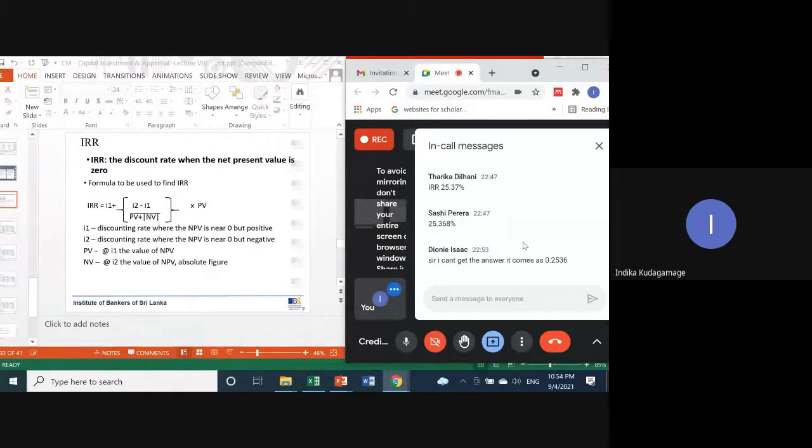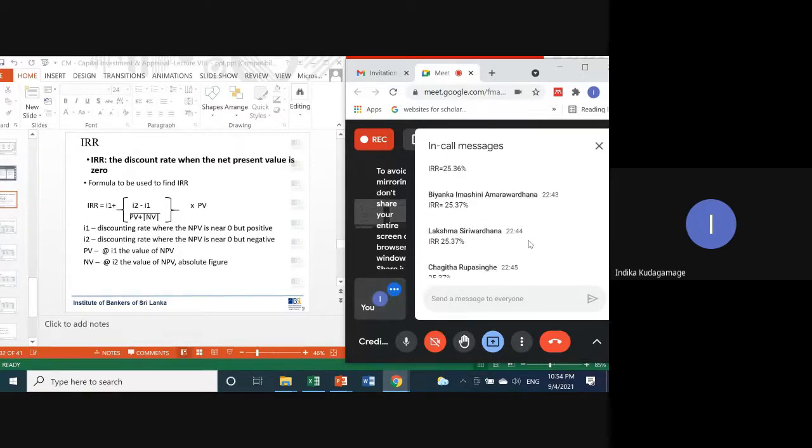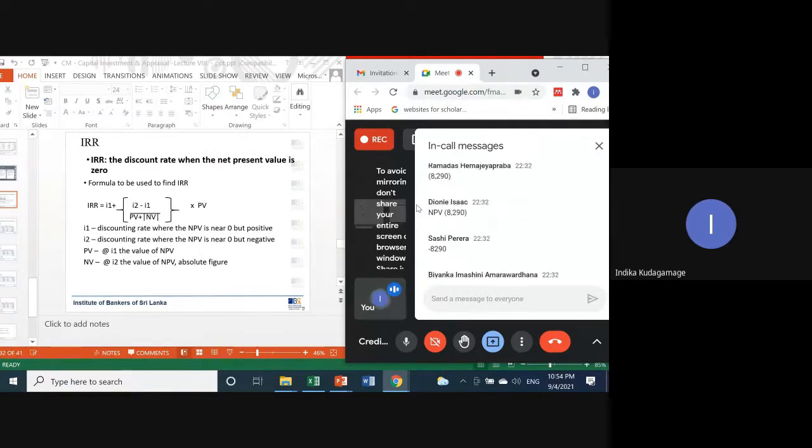You only have to multiply: 0.2 plus 0.3 minus 0.2, which is 0.1, divided by the positive value, which is 9610 or something, plus the negative value, which is 8290. That portion has to be multiplied by the positive value 9610. Right? Try it again.